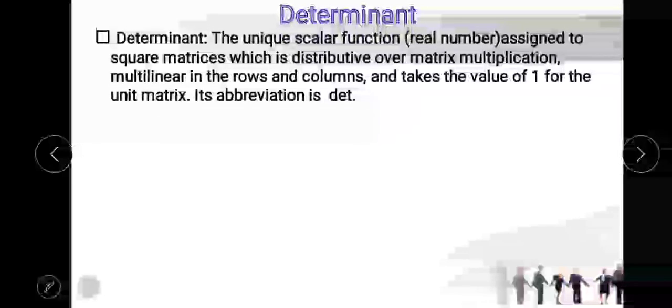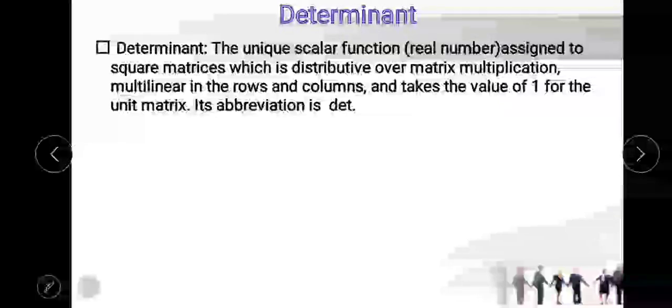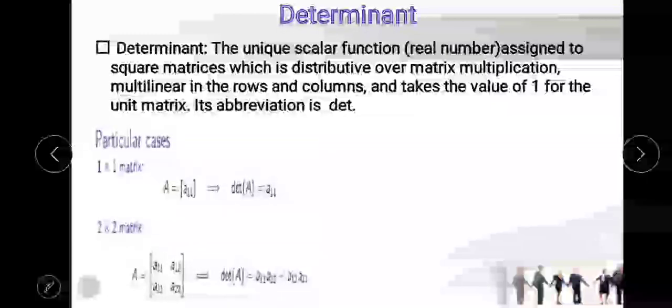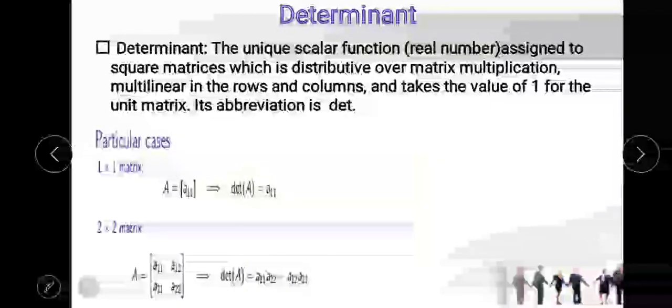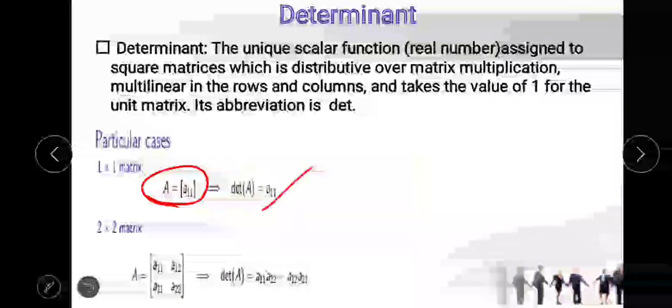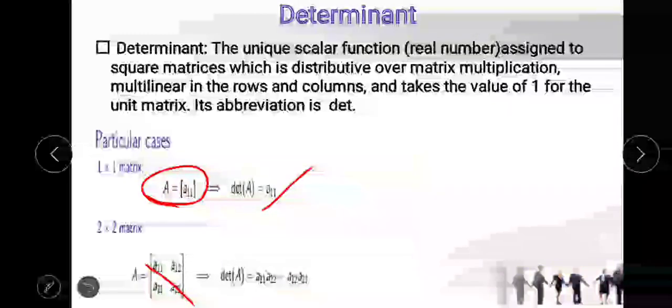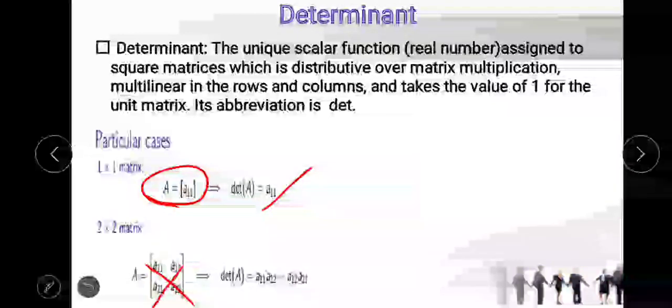So, a unique scalar value or a real number assigned to a square matrix is called a determinant. Determinant is abbreviated as DET. Let us see what are the particular cases. For a 1 by 1 matrix, suppose A is a matrix containing only one element, then the determinant is nothing but that element itself. Now, for a 2 by 2 matrix, the determinant is obtained by taking the difference of the product of the diagonal elements minus the product of the non-diagonal elements.